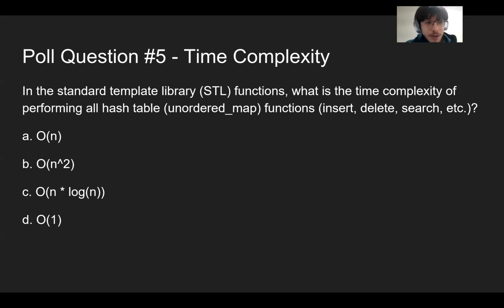Okay, time complexity. In the standard template library, the STL, what's the time complexity of performing all the hash table unordered map functions? You can pause and try to answer, and now I'll go over it. The answer is O(1) on average. We're only expecting one operation, and the other operations you can amortize, but don't worry about that too much. Just know that with unordered maps, operations like insert, delete, and search are O(1).